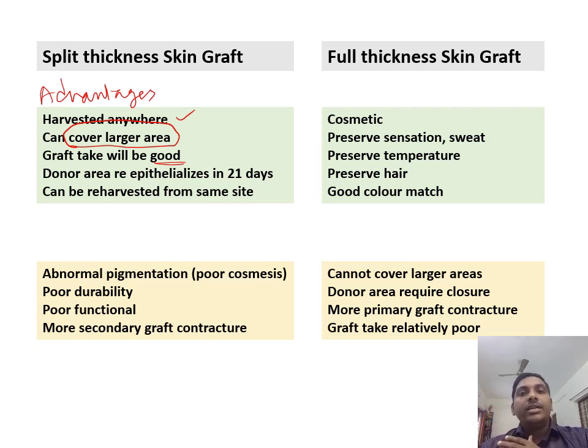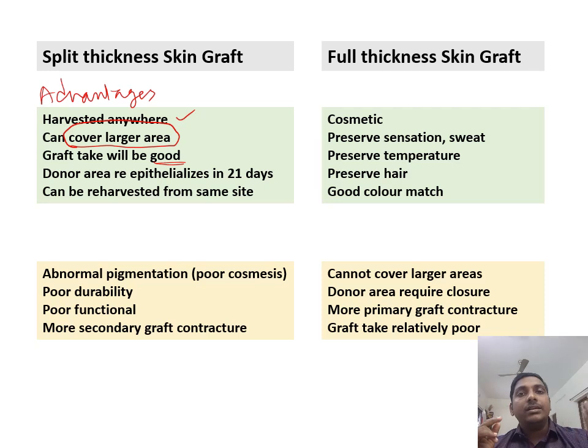And the donor area can be reharvested from the same site, because the donor area reepithelializes in 21 days. As I already described, the donor area can be left alone to heal by itself. Because we are removing only a part of the dermis, the reepithelialization occurs from the dermis to cover the skin. So the graft can be reharvested from the same site at the end of 21 days.